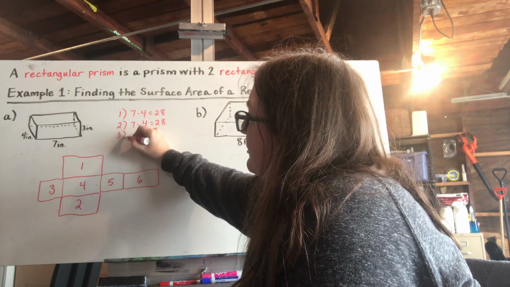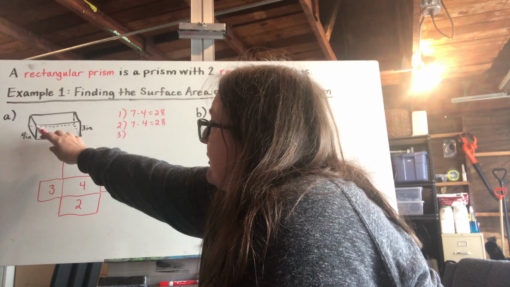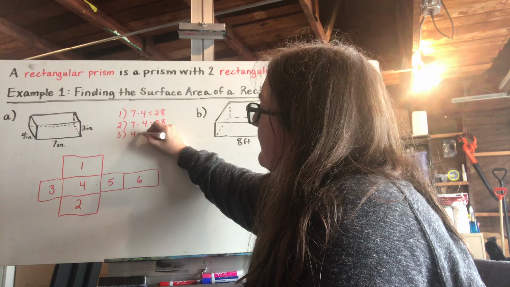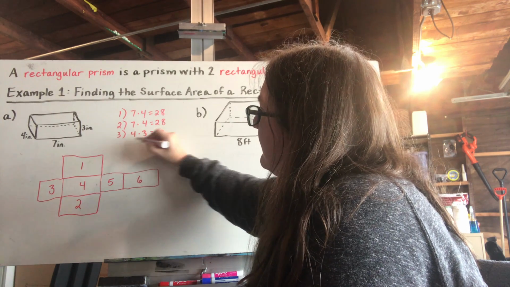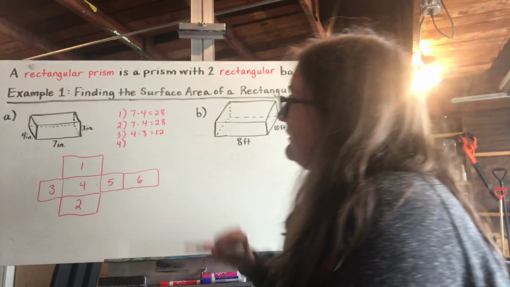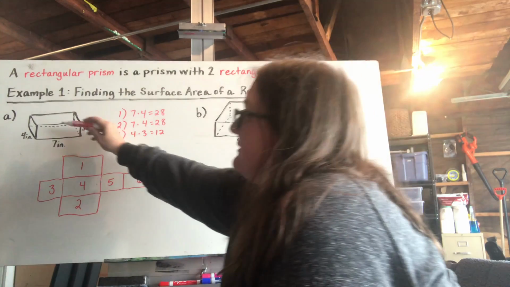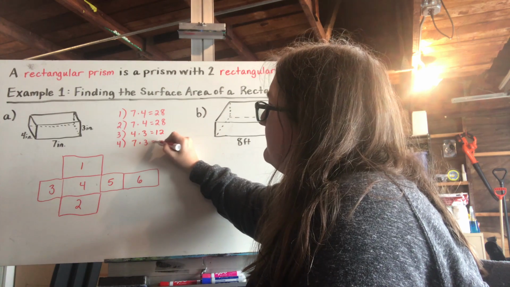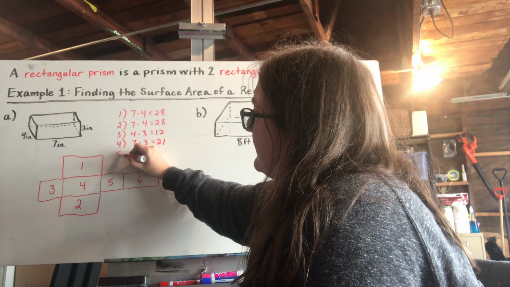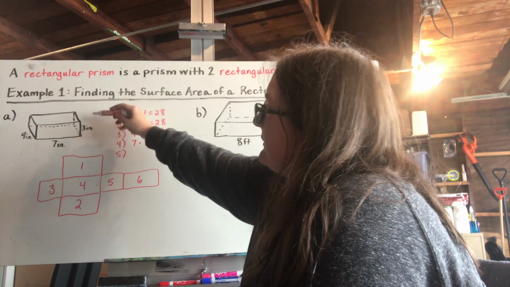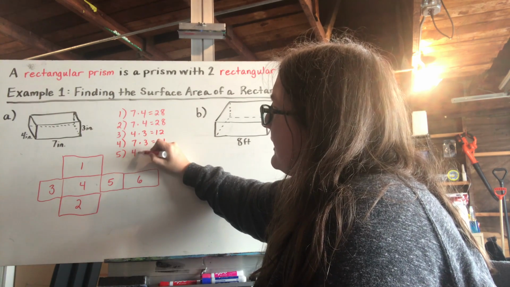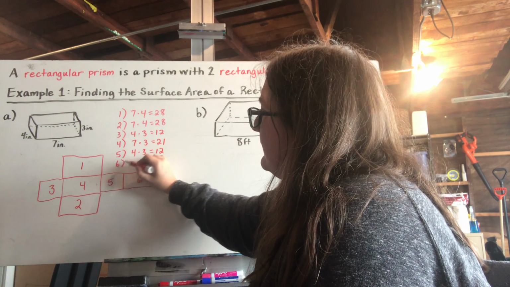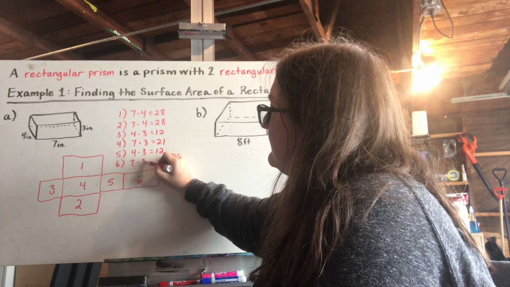All right, side number 3, that little side hanging out over there, it's 4, and the height there is 3. 4 by 3 is 12. Side number 4 here is the side facing us, the front. It's 7 by 3, so 21. And then side number 5 is also short. It's that 4 by 3 side again. I see a repeat. And side number 6, our back, is 7 by 3 again.